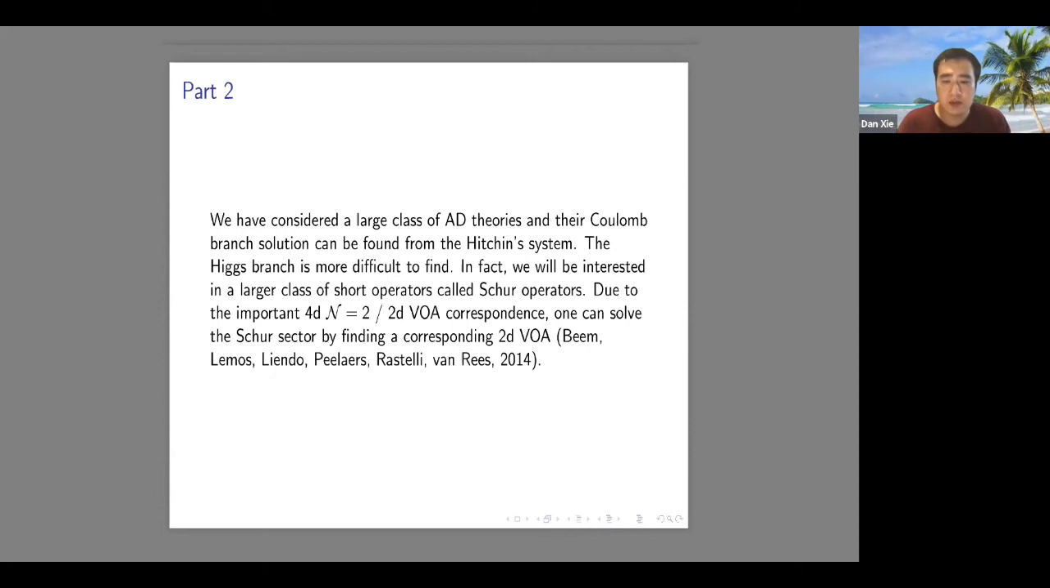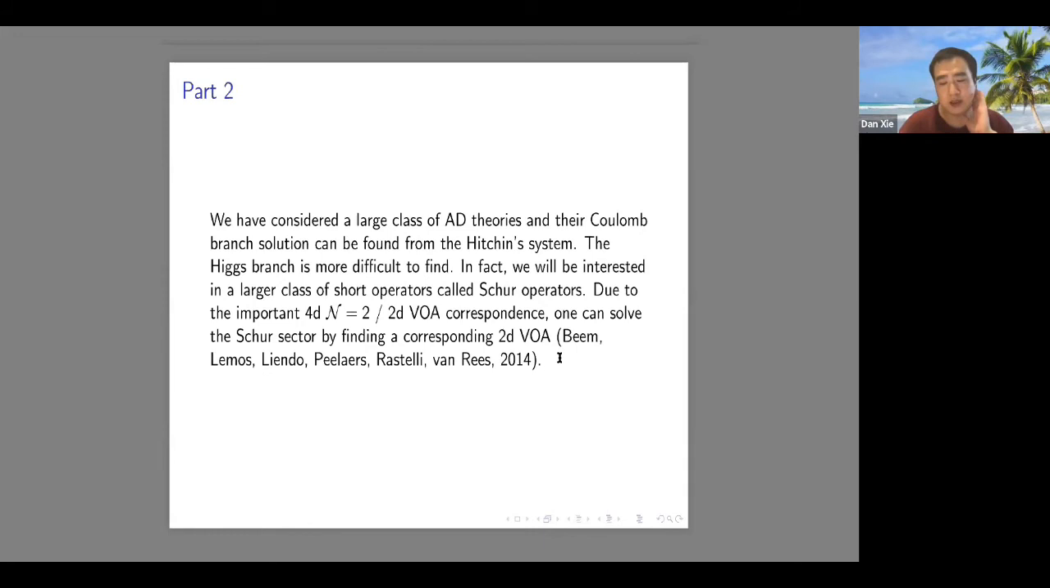And because of the important 4D N=2 and 2D VOA correspondence, one can solve the Schur sector by finding a corresponding 2D VOA. So this is a very important work by Beem, Lemos, Liendo, Peelaers, Rastelli, and van Rees. Their work reduced the understanding of the Higgs branch to finding a Schur sector, to finding a VOA.